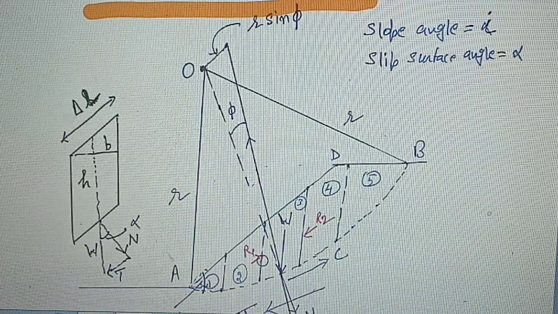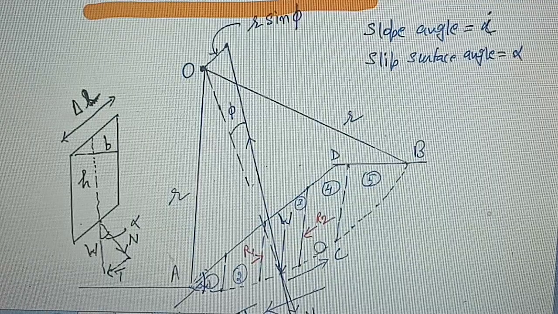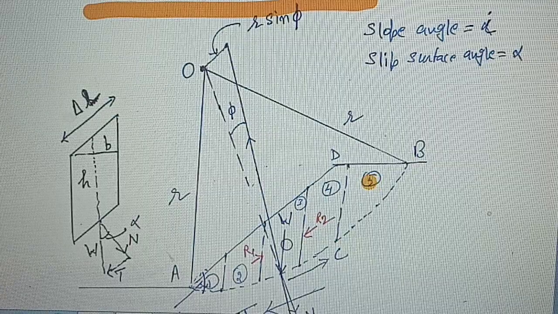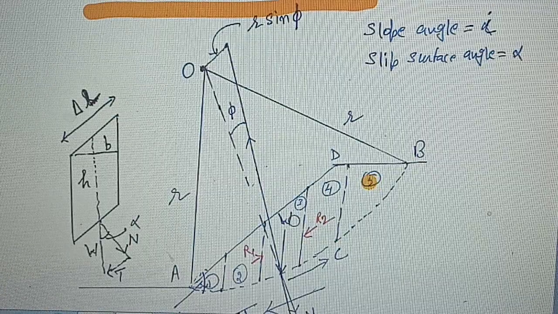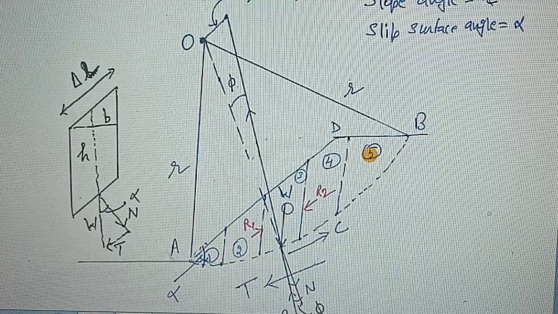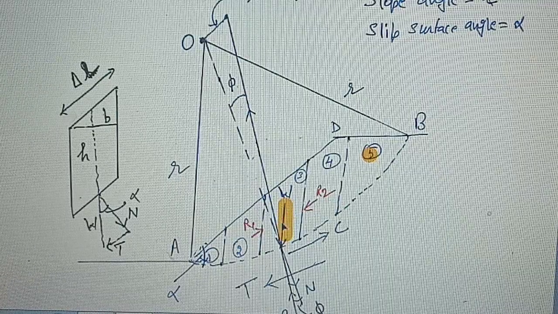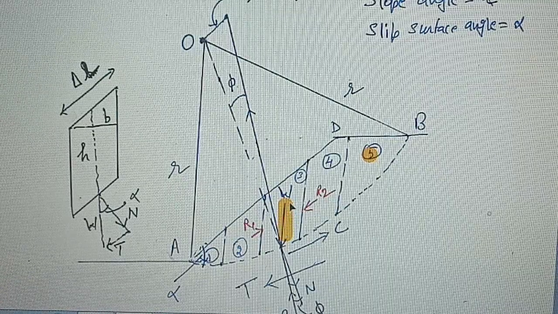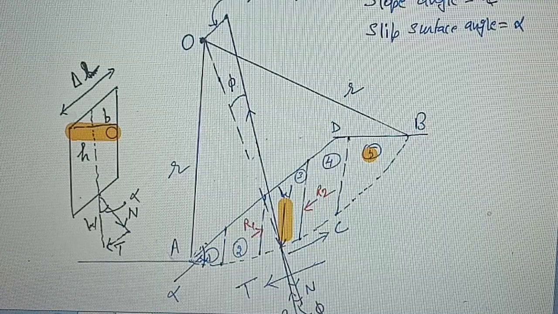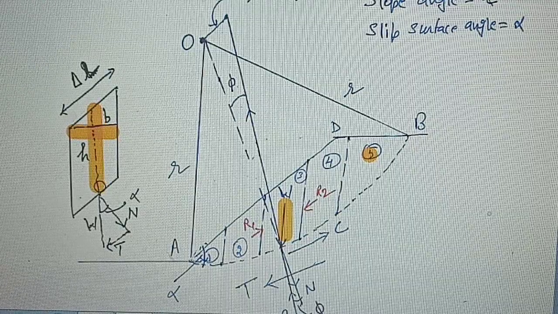For stability analysis, consider this figure. The total slip surface area is divided into 5 slices. For analysis, consider slice number 3. The forces acting on this slice are: first is W, the weight of the slice, acting vertically downward. We can determine the value of W if we know the dimensions of the slice, that is width and average height, and also the unit weight of soil.